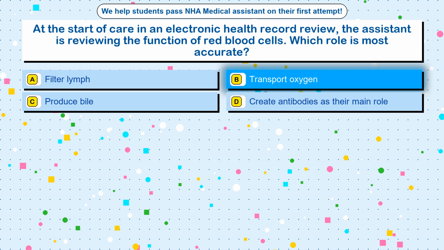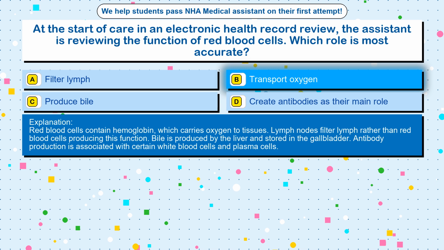Transport oxygen. Red blood cells contain hemoglobin, which carries oxygen to tissues. Lymph nodes filter lymph rather than red blood cells producing this function. Bile is produced by the liver and stored in the gallbladder. Antibody production is associated with certain white blood cells and plasma cells.